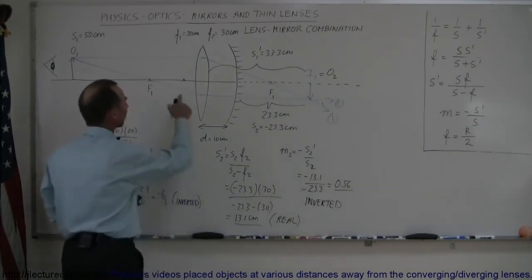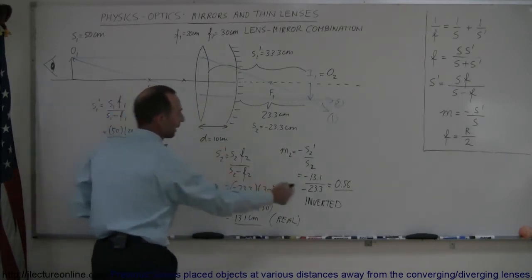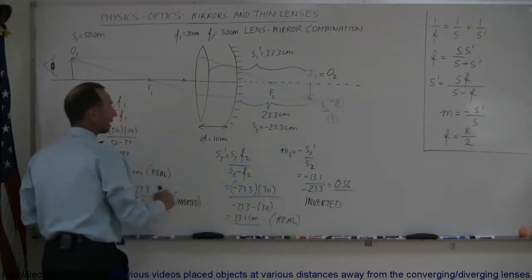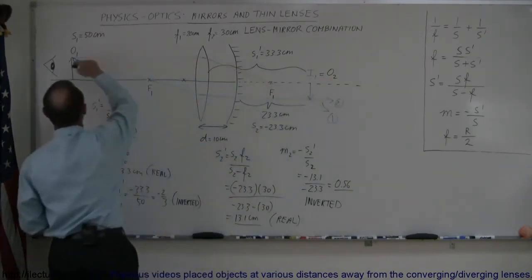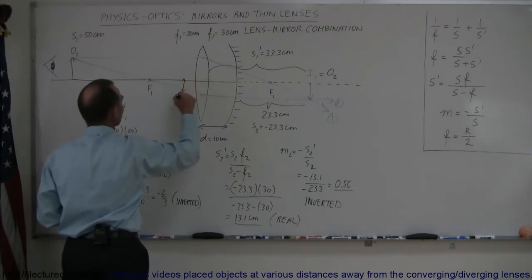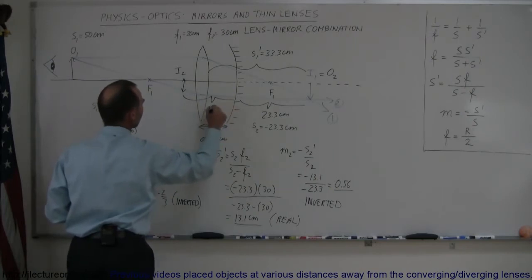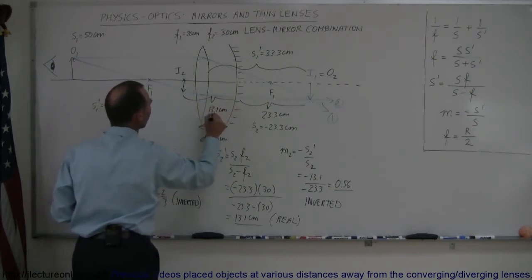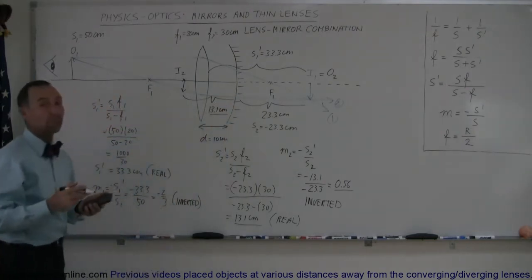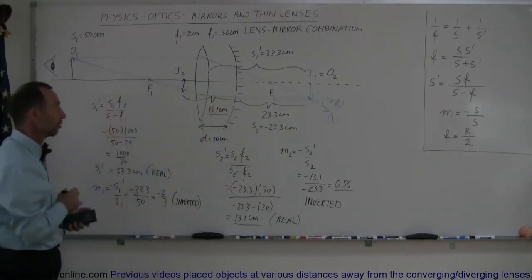So now we can say that it's over here, it's inverted, it's about half the size of the image over here, and we know that the image over here was about 2/3 the size of this image right here. So it's a relatively small image in this direction. So there's image 2. And this distance right here is 13.1 centimeters, which places it 13.1 centimeters in front of the mirror, or 3.1 centimeters in front of the first lens.